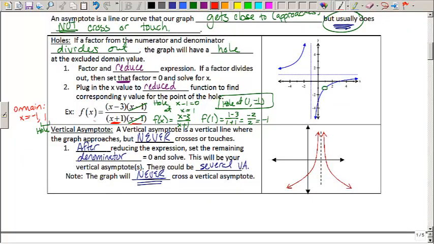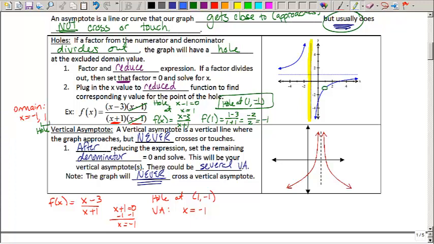Let's finish the problem we started up here. I know I have a reduced function of x minus 3 over x plus 1. We talked about already having a hole at 1 comma -1. But notice I have this reduced function, and I'm going to use that reduced function to find the vertical asymptote. I'm going to set the remaining factor in the denominator equal to 0 and solve. x equals -1 is going to be my vertical asymptote. And if you look at the graph that we had of this function here, notice x equals -1 was our vertical asymptote.